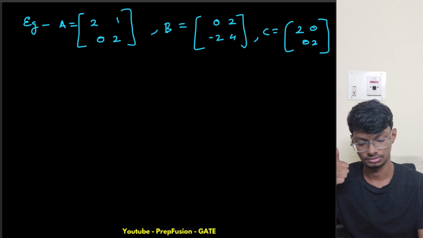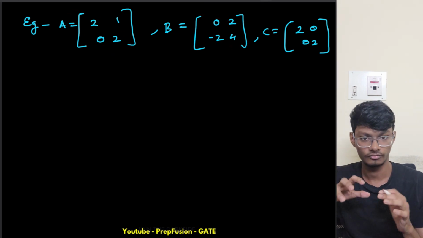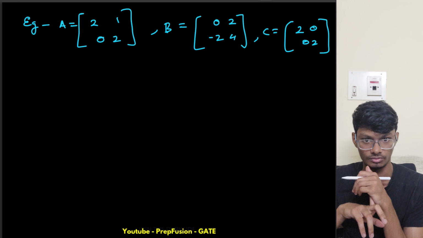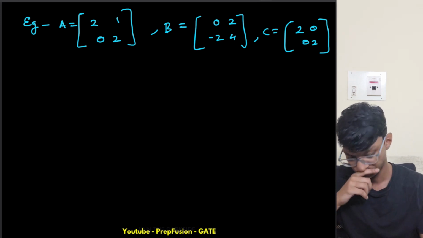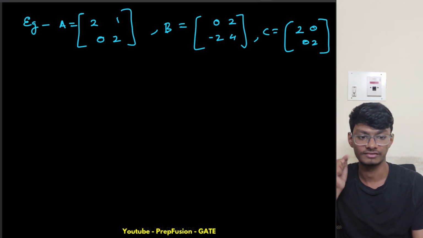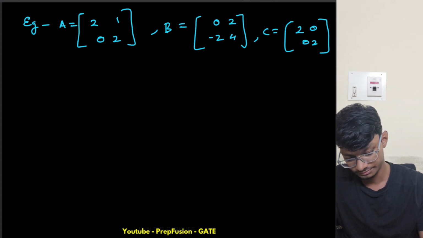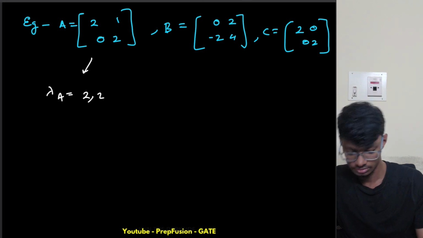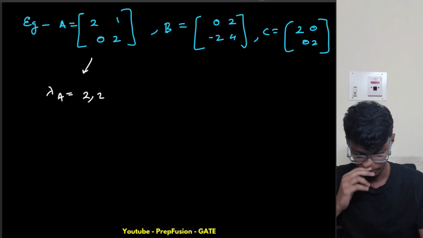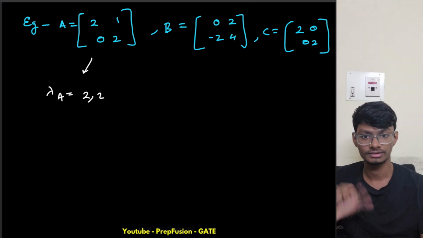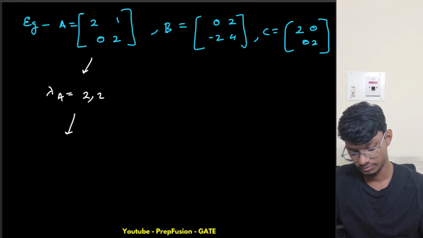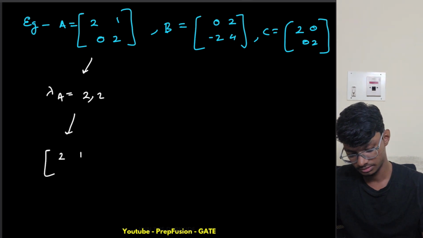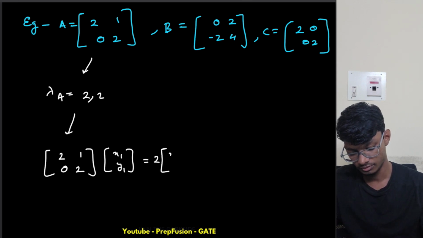One thing you notice is that the eigenvalues, if you calculate them, will be the same. But is the number of eigenvectors the same? If you calculate here, lambda A equals 2 comma 2, just the diagonal elements. So let's calculate the eigenvectors for this one. Let me write the matrix here times x1 y1, which equals the eigenvalue times x1 y1.